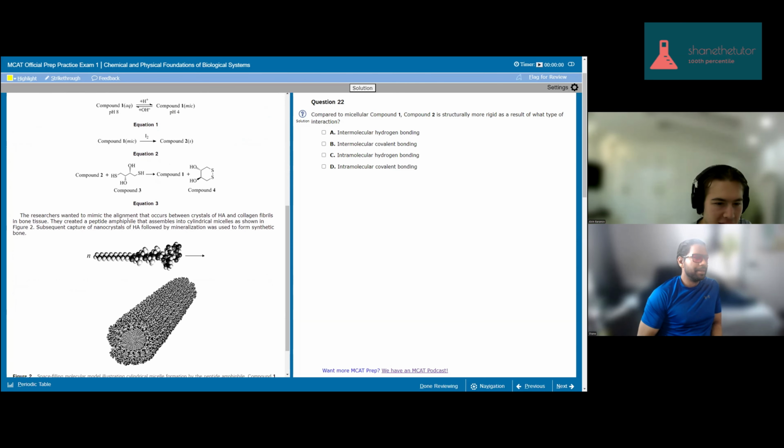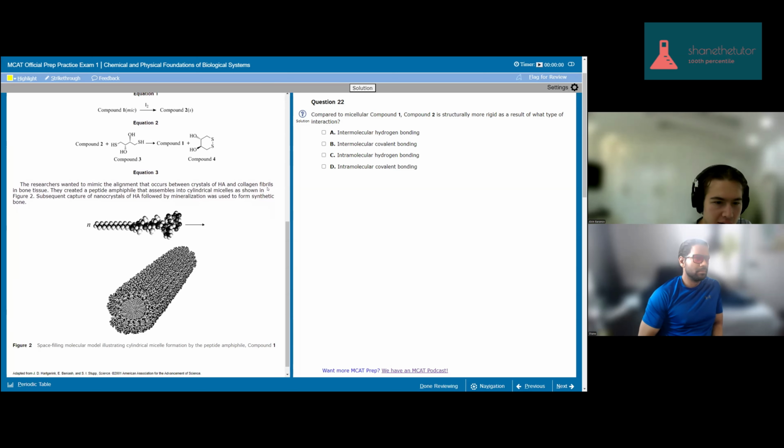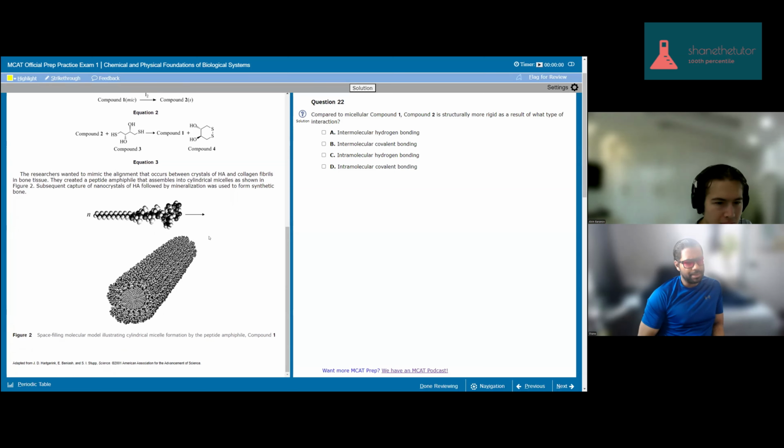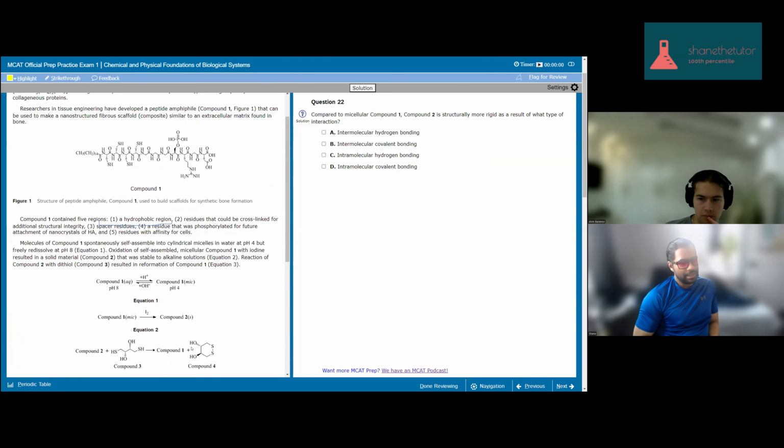Researchers wanted to mimic the alignment that occurs between crystals of HA and collagen fibrils in bone tissue, so they created a peptide amphiphile that assembles into cylindrical micelles as shown in figure 2. Subsequent capture of nanocrystals of HA, followed by mineralization, was used to form synthetic bone. So it seems like we have this N here, meaning you have multiple molecules, and it ultimately forms this cylindrical micelle. Good job.